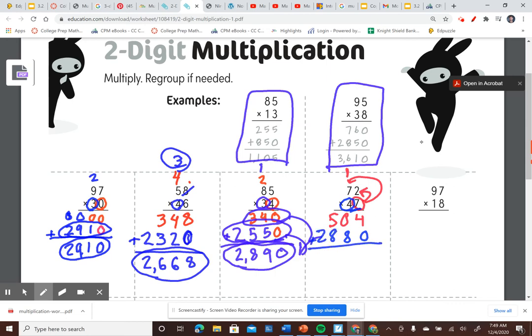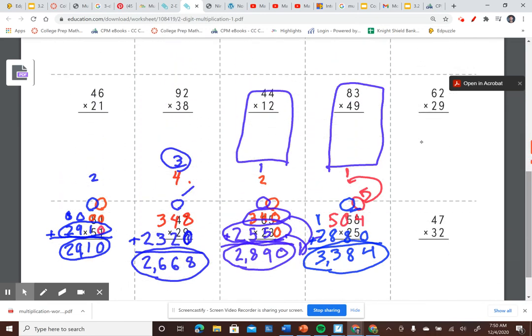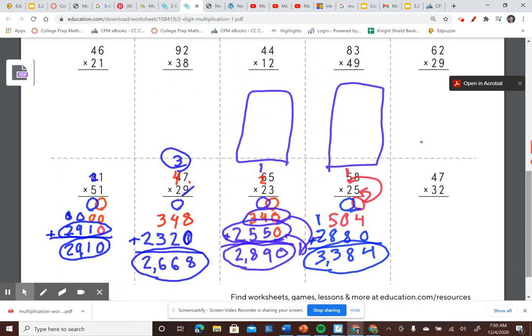Now I need to do the final step of adding: 4 plus 0 to get 4, 0 plus 8 to get 8, 5 plus 8 to get 13. I can, of course, write 13, so I'm going to carry my 1, then I have a 3 there. So my final answer would be 3,384.